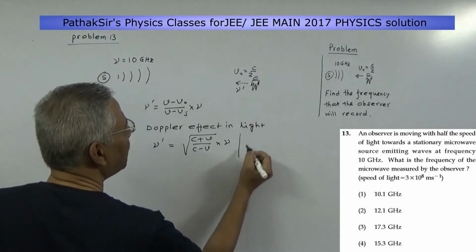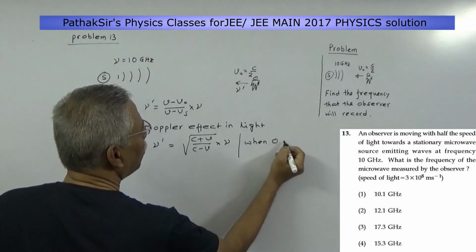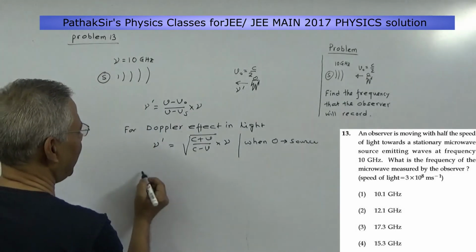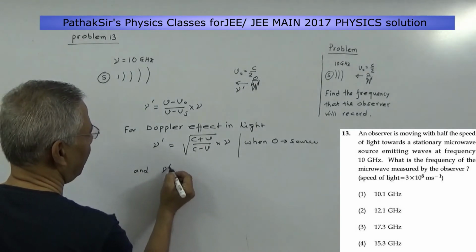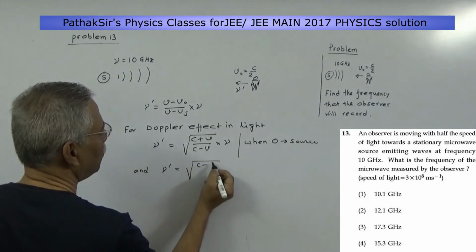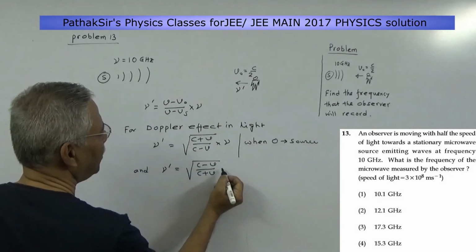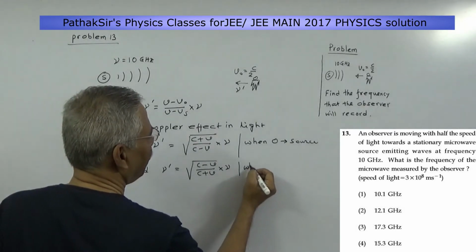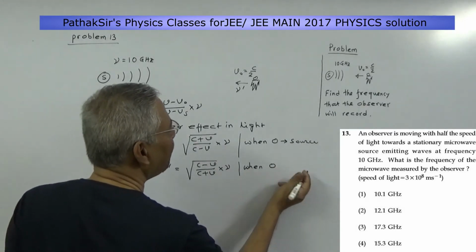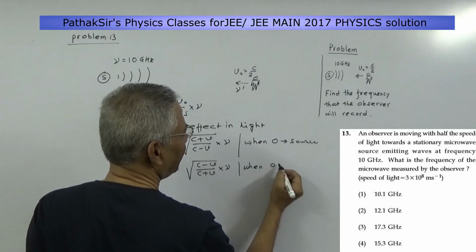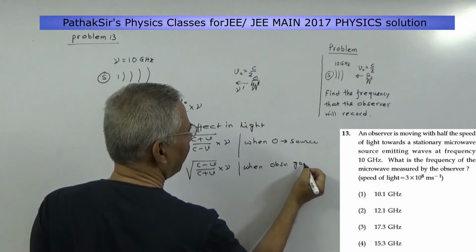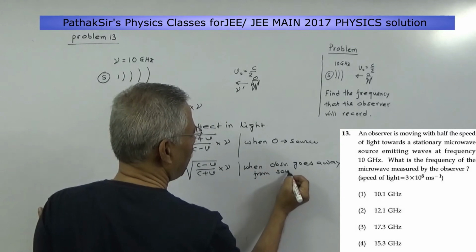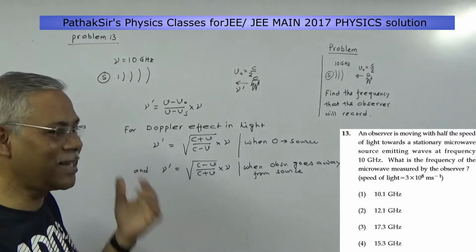This is valid when the observer moves towards the source. Another formula is nu dash equal to root over (C minus v) by (C plus v) into nu, when the observer goes away from the source.